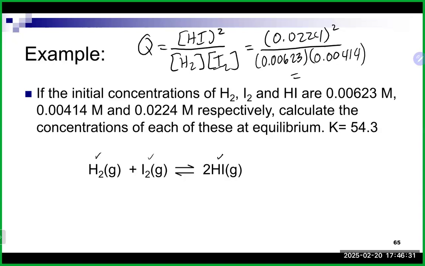So again, we're going to calculate Q here. And we will get 0.0224. We're going to square that, hit equals, divided by 0.00623, hit equals, divided by 0.00414. And that looks like 19.5 as my Q value in this particular case. That means in this particular case, Q is less than, equal to, or greater than K? Yes, it is less in this case. So K is 54.3 and our Q is 19.5.